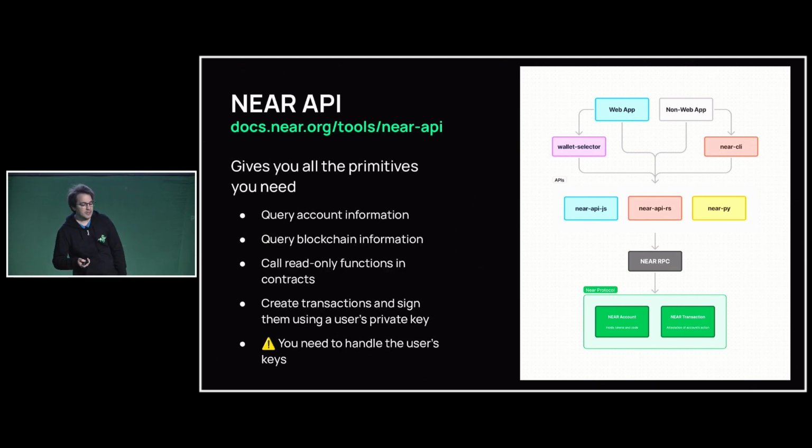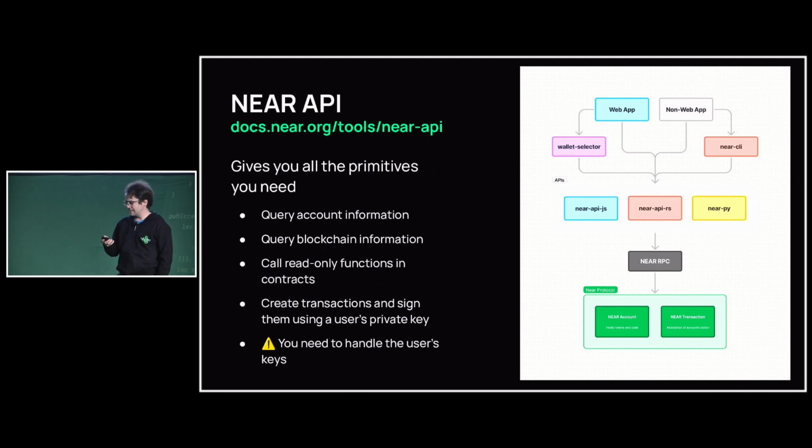Now, the near API is super nice because it gives you all the primitives that you need in order to query account information, query blockchain information, read functions, read state from the blockchain, create transactions. But be mindful that if you're not going through a wallet, if you're just implementing an application using the API, well, you will most probably need to handle the user's keys. But if you're going directly for the API, this is most probably something that you want to do.